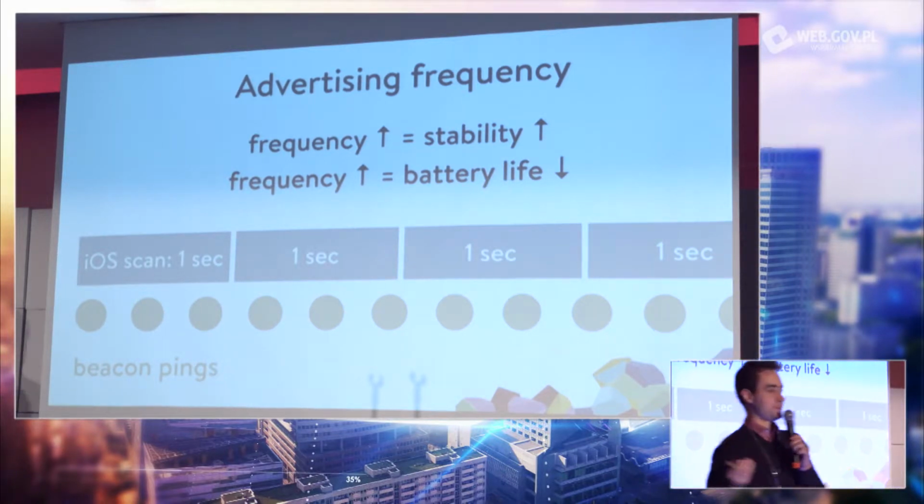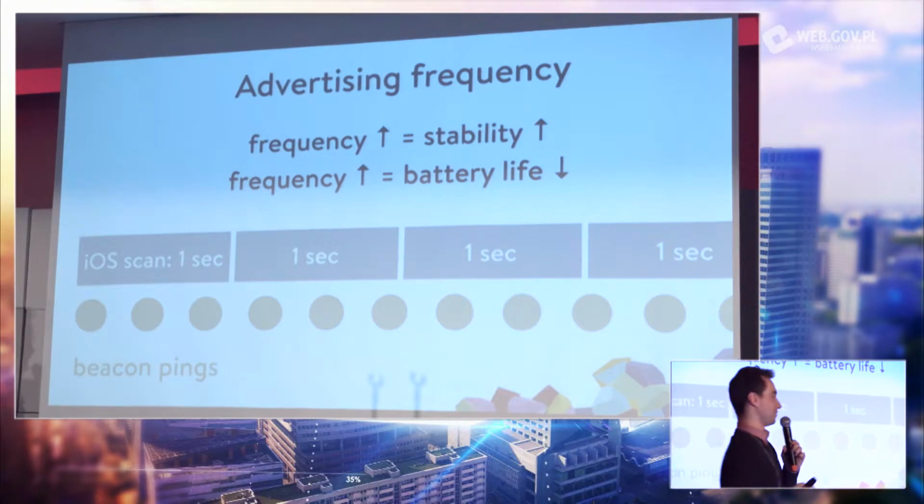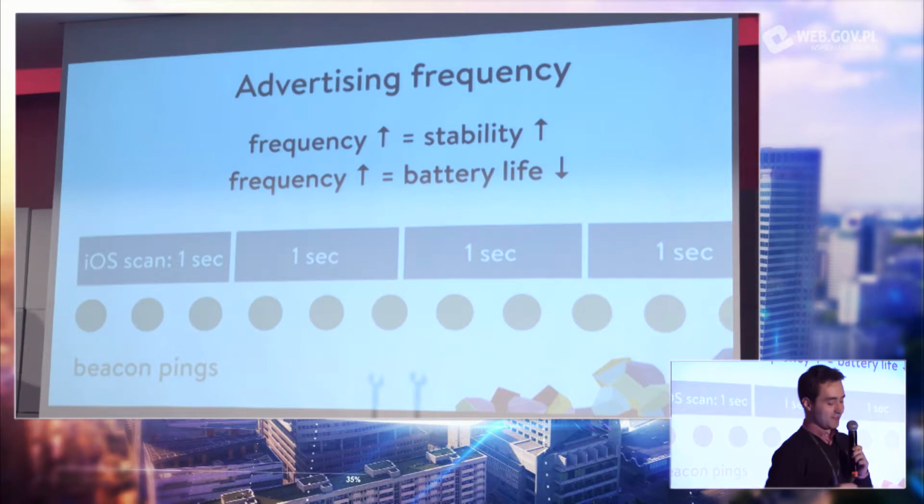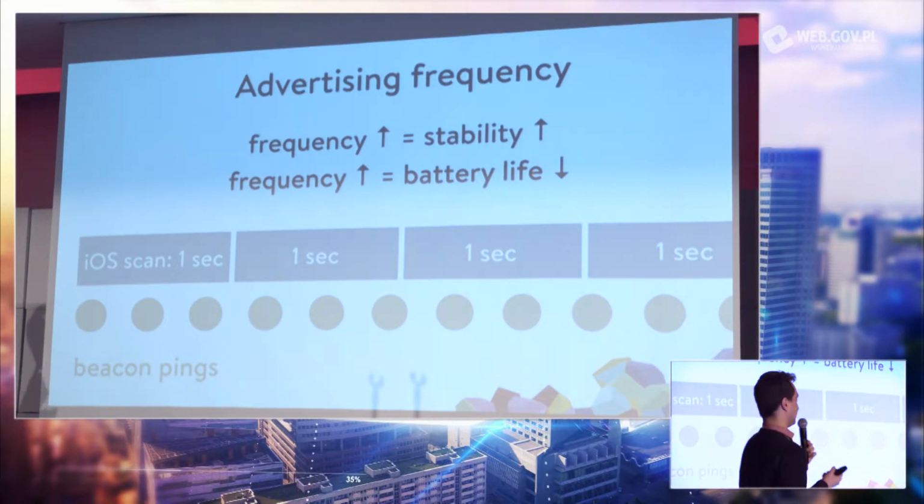Of course, you could just set it to the lowest possible value, but the drawback is the higher the frequency, the more the beacon advertises, the lower the battery life. So really, shoot for some middle ground.